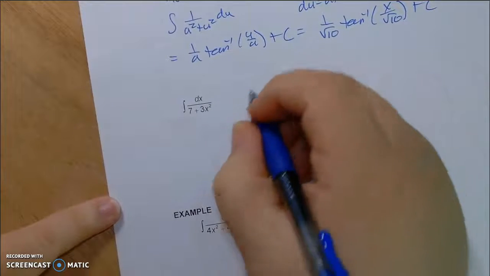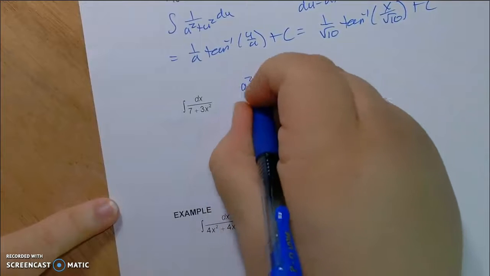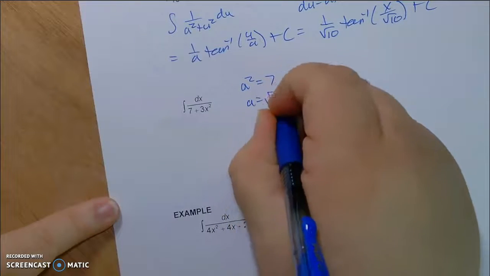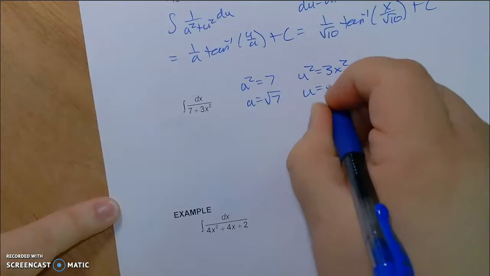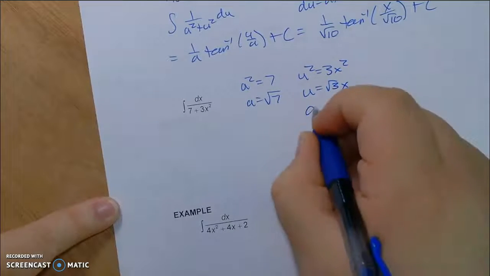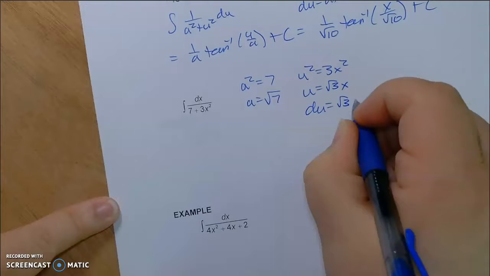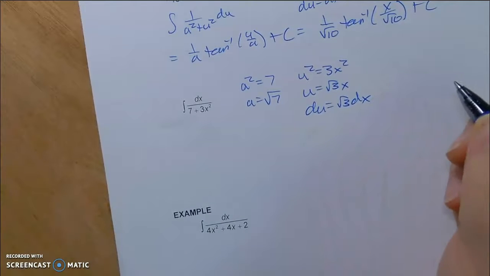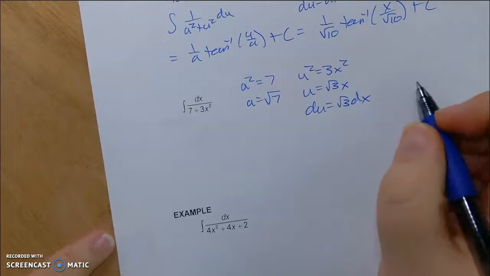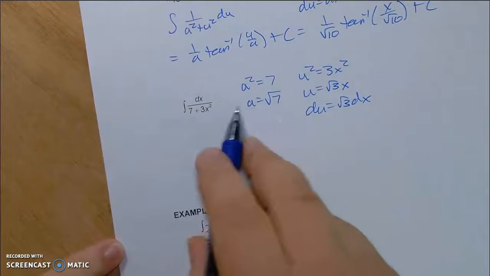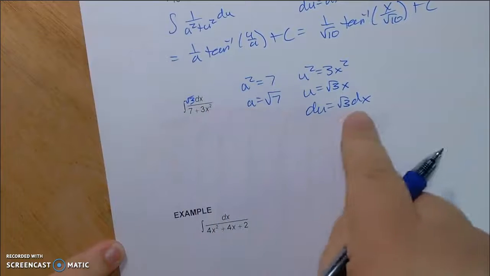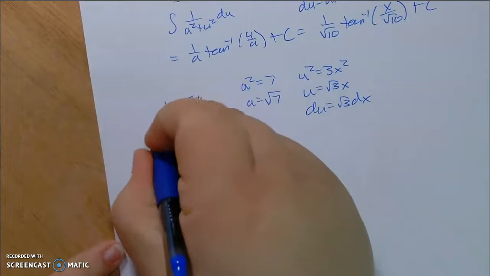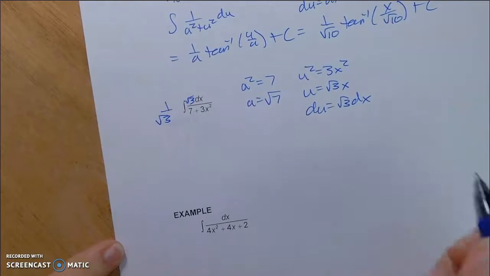Doing the same thing, just a little more complication. A squared equals 7, a equals square root of 7. U squared equals 3x squared, so u is root 3 x. Du is root 3 dx. So let's see here. I need a root 3 to go with my dx to make du, so I need to divide by root 3 on the outside to keep it balanced.